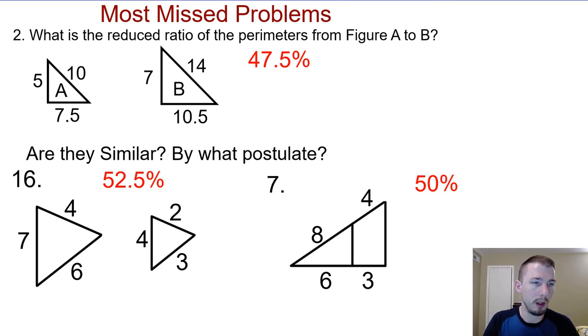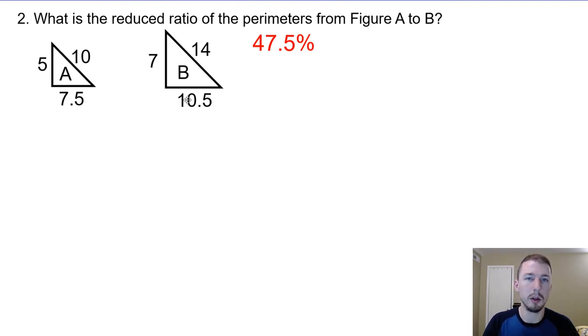Let's go over a few of the most missed problems from the test that you took the other day. This is very similar to number 2 on the test. On this one, we want to know what's the reduced ratio of the perimeter from figure A to figure B. The first thing I'm going to do is pick two corresponding sides, like 5 and 7. Well, 5 and 7 is already reduced, so our ratio in this case would be a ratio of 5 to 7. And then our scale factor would be 7 divided by 5.